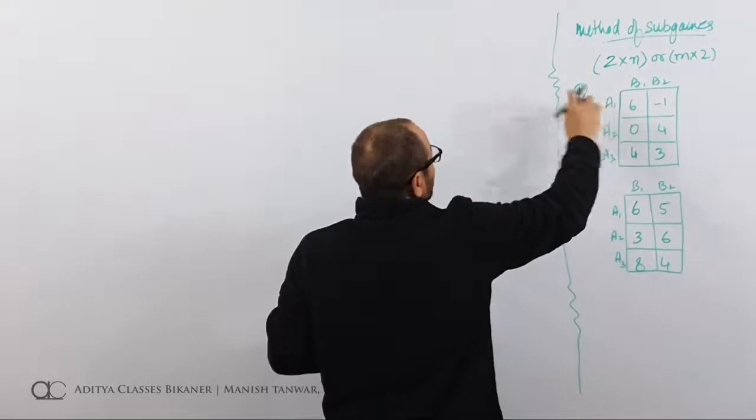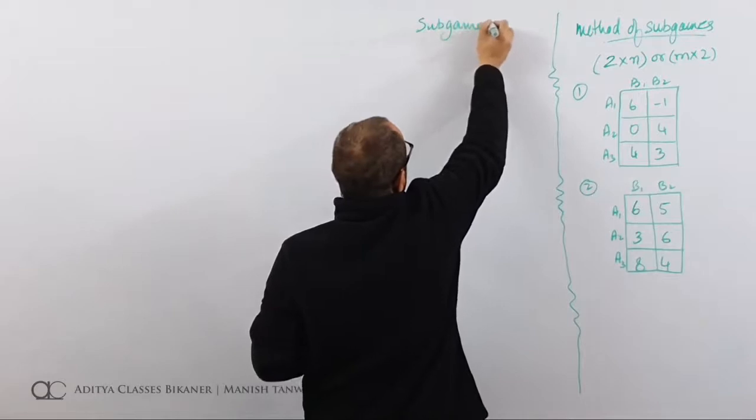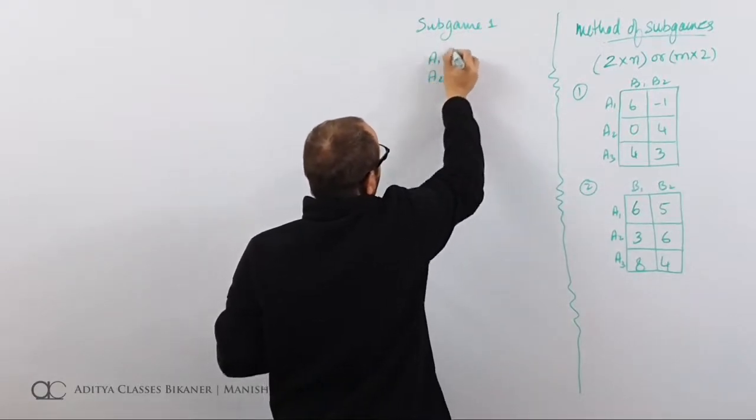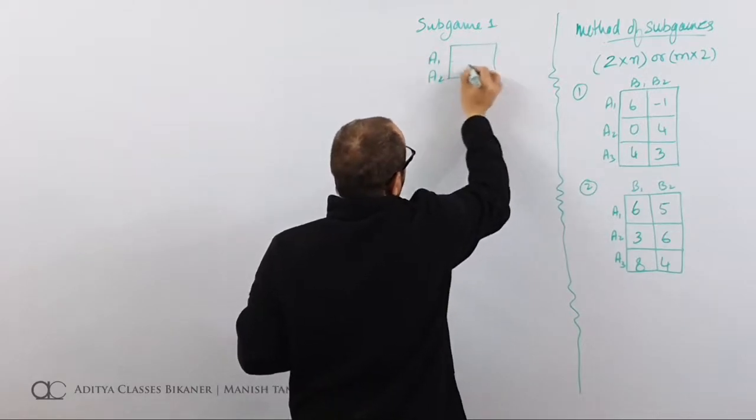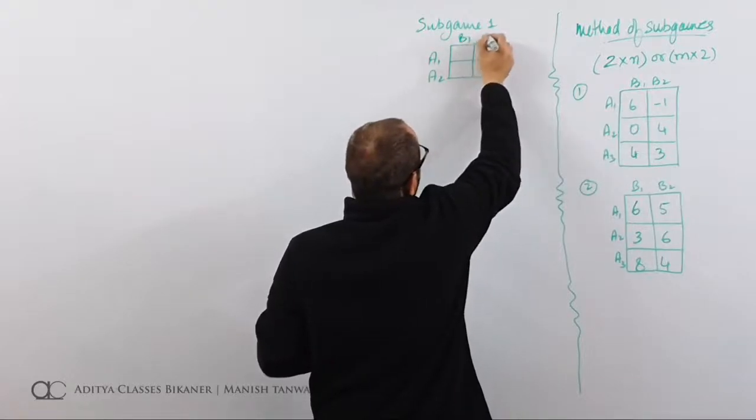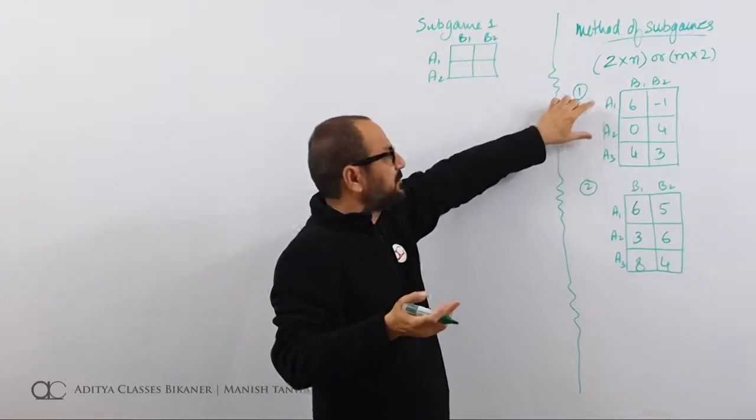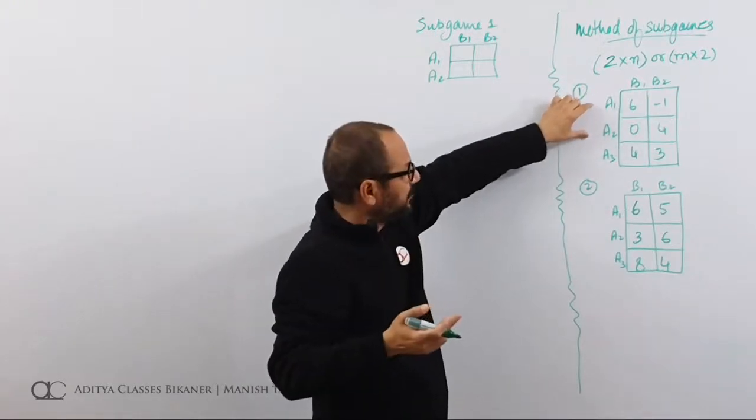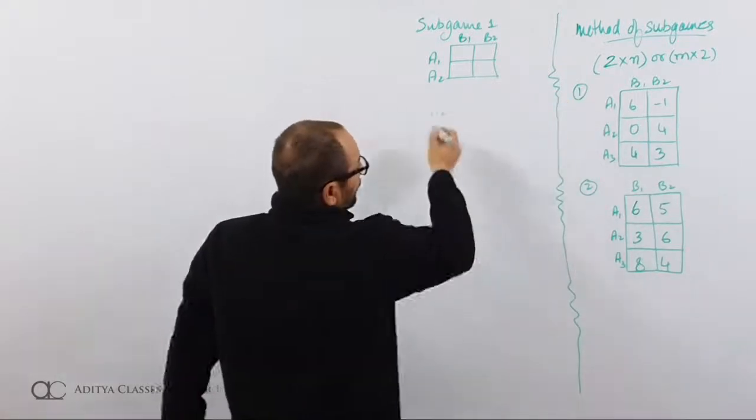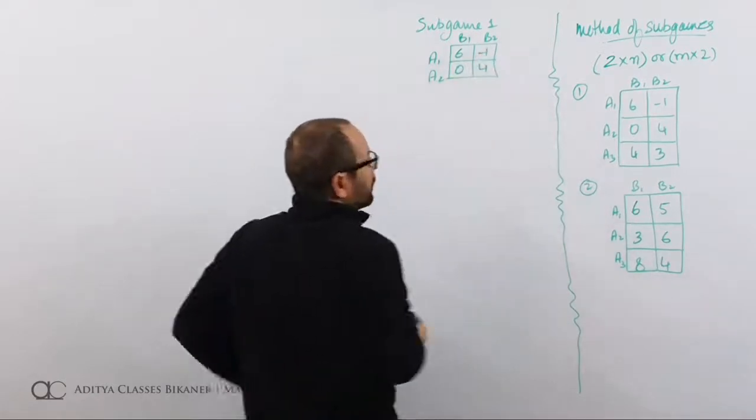Subgames in this would be A1 and A2. So can I write subgame 1 having A1 and A2 with B1 and B2, of course, because there are only two options. This time it is A who has to decide what will be his subgame strategies. A1, A2, A1, A3, A2, A3. So first we are going with A1, A2. What are the values? Values would be 6, 0, minus 1 and 4.